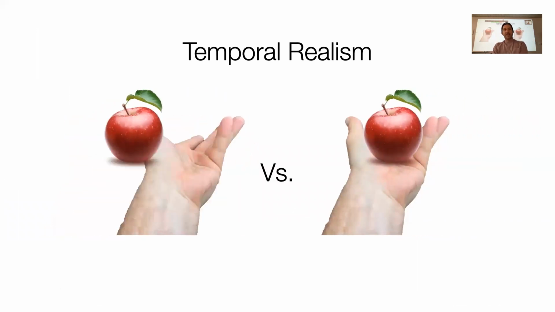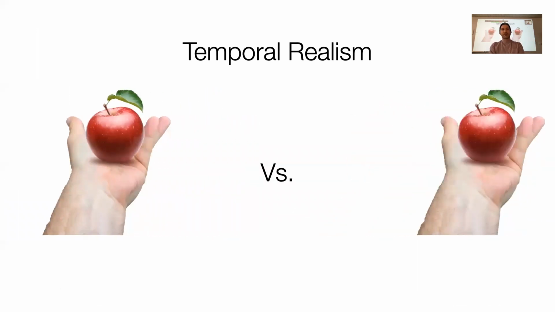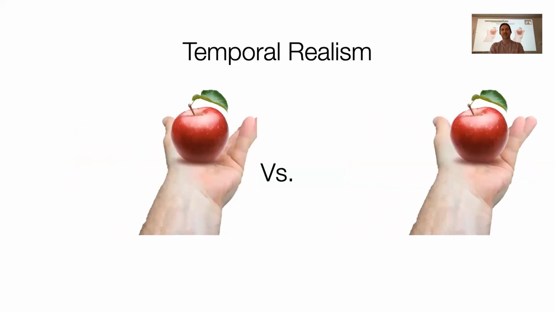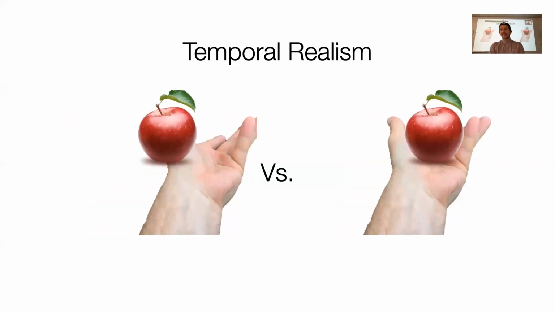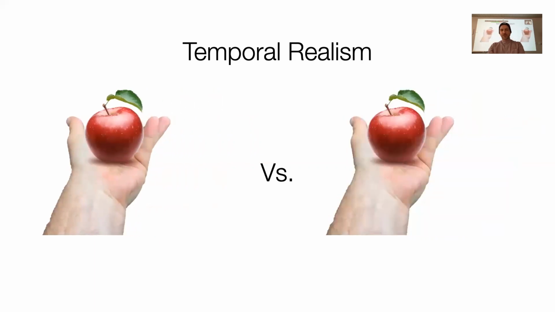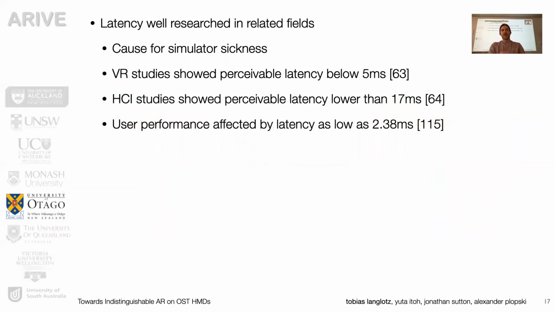Certain elements, like for example the apple, will not be perceived as realistic if they are subject to large effects like latency or flicker, which is not shown here. So what's the problem with latency? Latency is relatively well known, and with almost all computing systems we are subject to latency. In the context of VR, latency is also relatively well explored, and we know it's the main cause for simulator sickness.